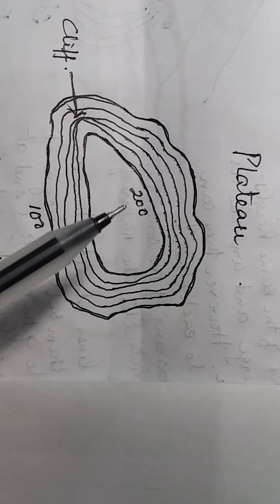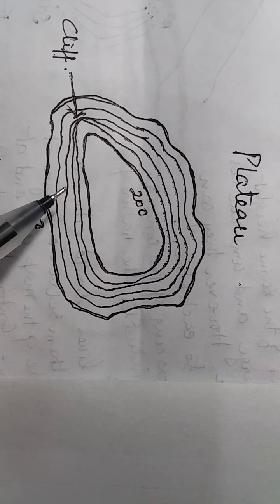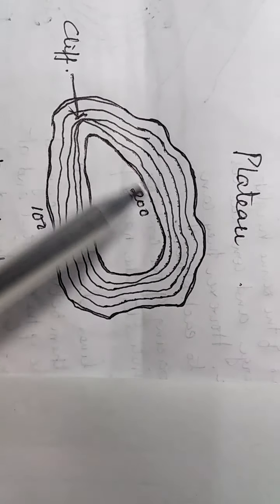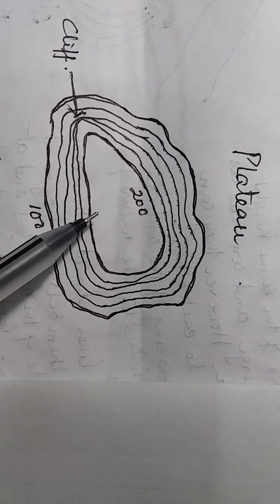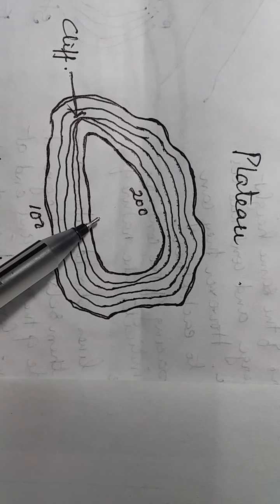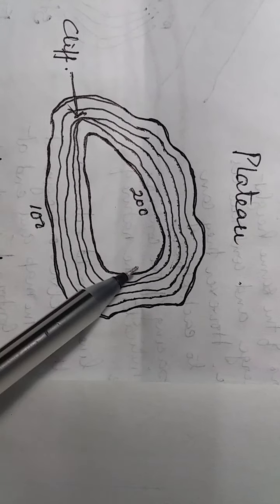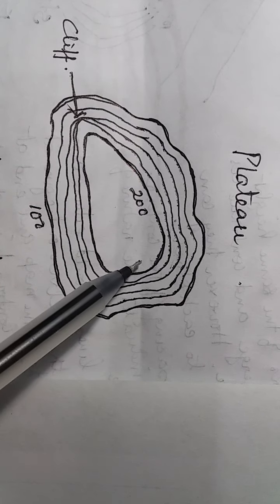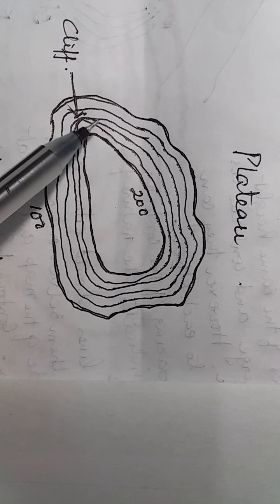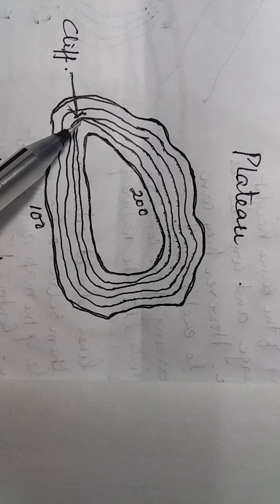The next feature refers to a plateau. Plateaus are also called tableland. It's a large, fairly flat piece of uplifted land surrounded by steep slopes. So it will be flat at the top, and since it is flat, you don't find any contour lines. Now you can see here the contour lines have merged with one another. That means there is a cliff.